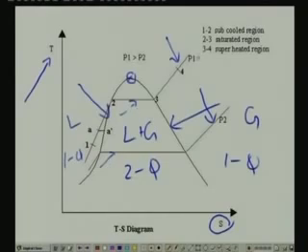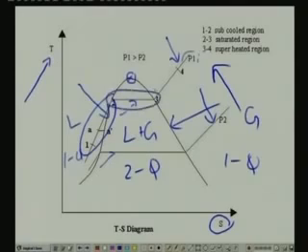And here the pressure P1 is greater than P2, that means pressure increases in this direction. Let us look at one isobar 1, 2, 3, 4. Here the region 1 to 2 is in the subcooled condition, this region is in the two-phase zone, and this region is in the single phase superheated condition.